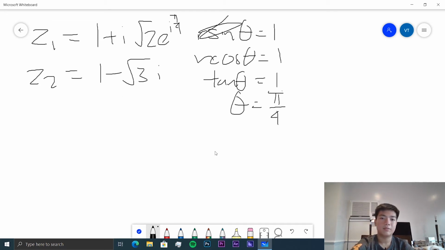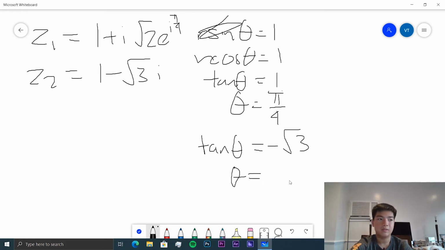And then for 1 minus square root 3 i, we have tan theta is equal to negative root 3. So theta is equal to, what would this be? This would be equal to 2 pi over 3. And then we have 1 for cosine theta. So this is 2e to the i 2 pi over 3.